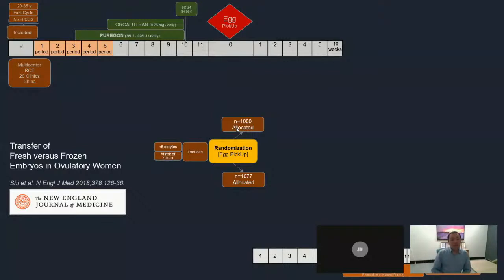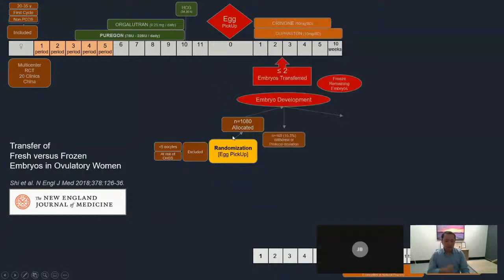So in the fresh IVF, fresh transfer group, 1,080 patients were allocated, and to the frozen embryo transfer group, 1,077 patients were allocated. Very similar numbers. Patients allocated to have a fresh embryo transfer had their embryos checked on day 2 or day 3, I think depending on clinic protocol. Some clinics, I assume, routinely did day 2 transfer, and other clinics did day 3 transfer. Either on day 2 or day 3, the embryos were assessed, and 2 or fewer top grade embryos were selected and transferred, and the remaining embryos were cultured to blastocyst stage and frozen.